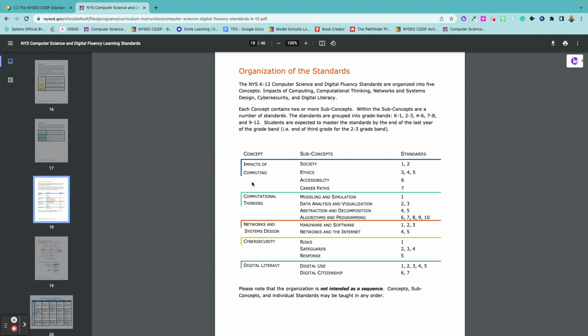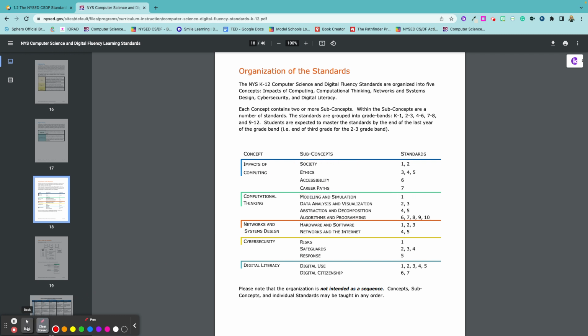We are going to start with impacts of computing. Impacts of computing is broken down into 7 standards. These standards are broken down into these 4 concept areas you see on your page: society, ethics, accessibility, and career paths. You'll see the standard identifier numbers that are off to the right of those sub-concept areas.